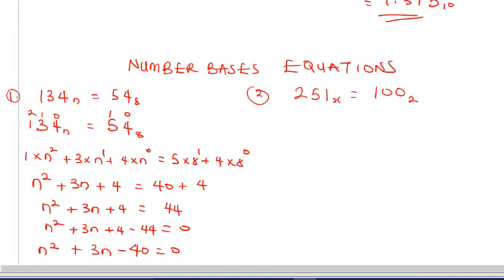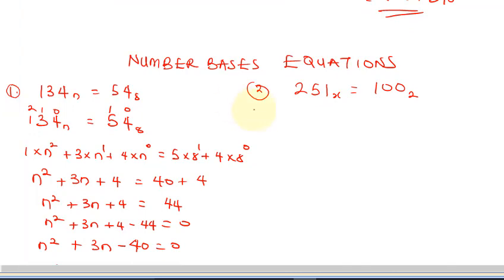Okay, that takes us to the next question, and we're going to use the same approach. This is 251 base x is equal to 100 base 2. So here will be 0, here will be 1, and here will be 2, and for the other number 0, 1, and 2. We're going to apply the same method.